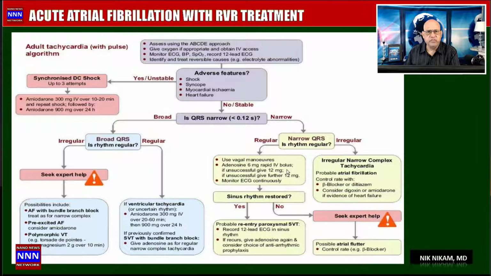If that is unsuccessful, you use a second dose of 12 milligrams of adenosine. If the second dose doesn't work, we repeat the third dose, which is again 12 milligrams of adenosine. In the meantime, we monitor their oxygen saturation, EKG rhythm, blood pressure, and color. If a sinus rhythm is restored, then we are probably dealing with a re-entry tachycardia.